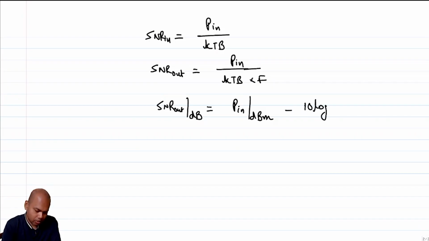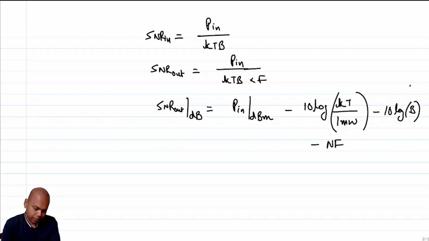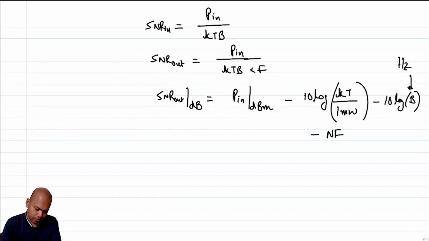10 log kT, and if I divide by 1 milliwatt, so that it becomes dBm, right, minus 10 log B, right, minus 10 log F, which is noise figure, right. Okay. So by the way, this B is in hertz. Okay, fine. So what is this telling us?